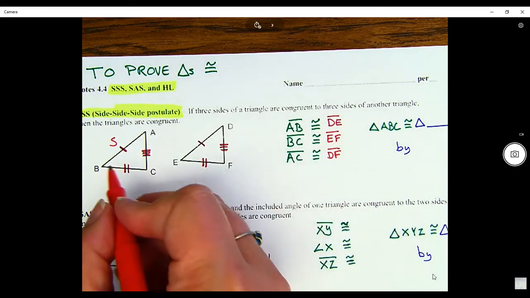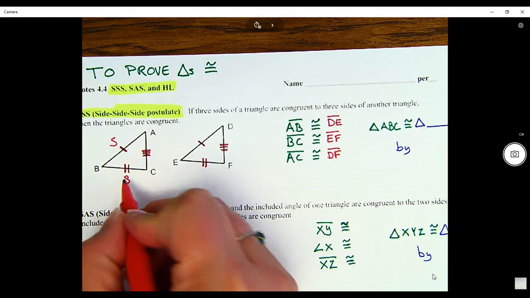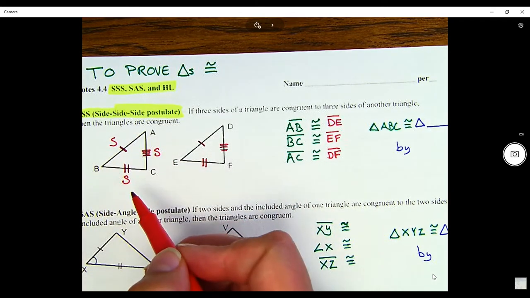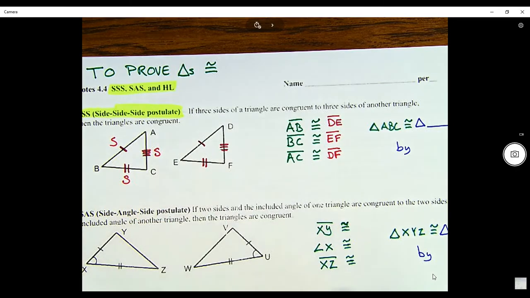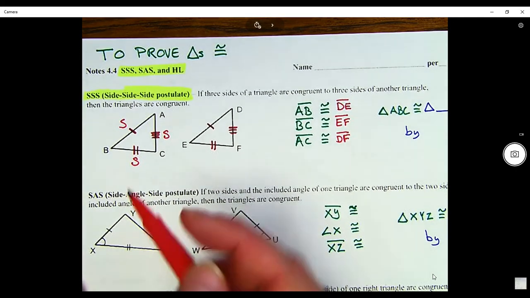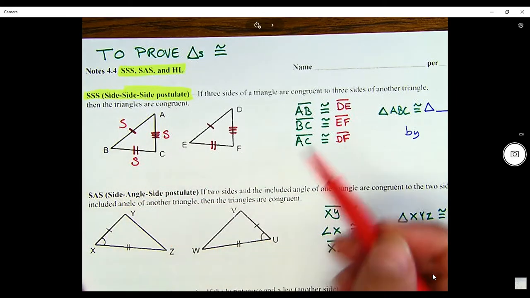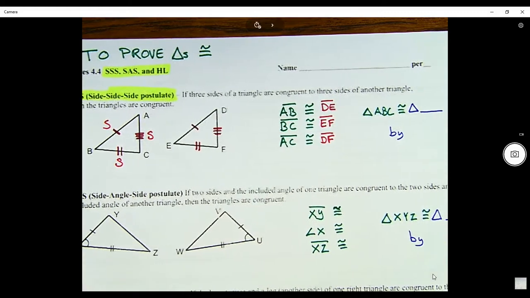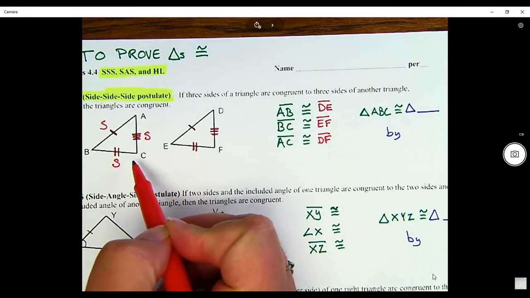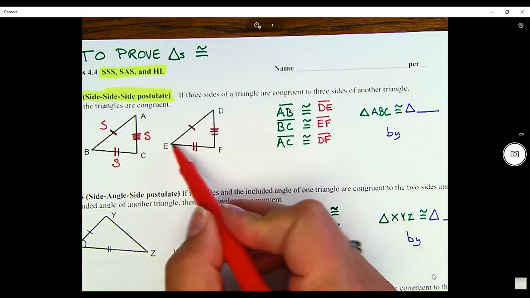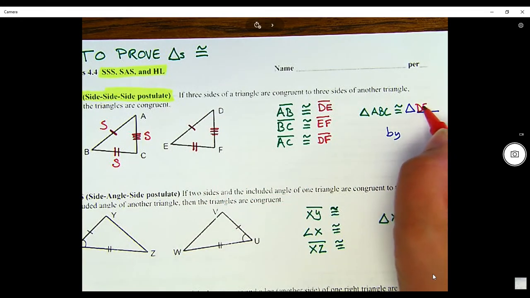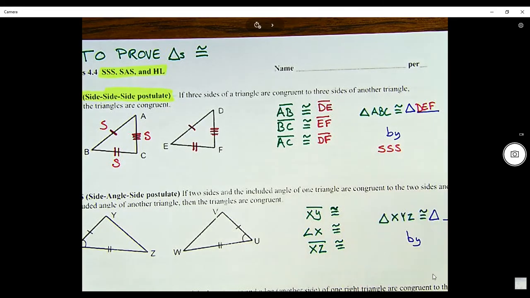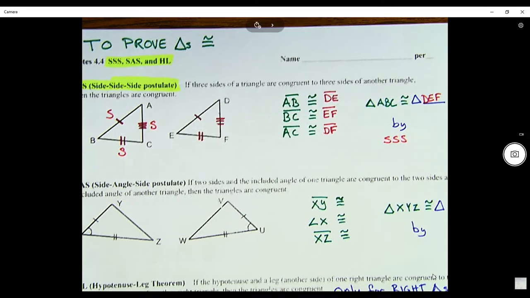Now, I neglected to mark these, but I had a set of sides and another set of sides. So when you get to the end, after you've marked your picture appropriately, you can see that the method we're using to prove that these triangles are congruent is side, side, side. A set of sides, a set of sides, and a set of sides leads me to believe that triangle ABC is congruent to triangle DEF by side, side, side.